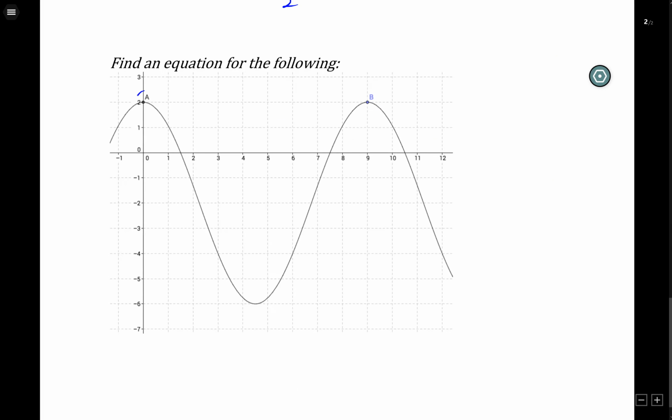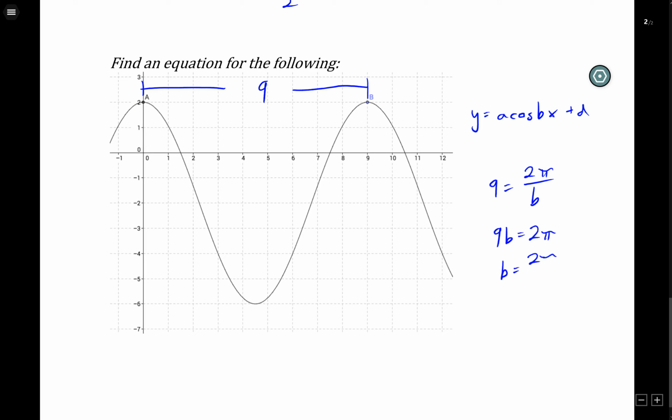All right, one last equation. This one is definitely a cosine. Why? Because it starts and ends at the top. So y equals A cosine bx plus d. All right. Cosine, I like to start with the period. I don't know, maybe I'm strange for doing that, but it just seems easier. The period's nice and obvious. Okay, looks like the period is 9 here. And so 9 is equal to 2 pi over b. We'll multiply b. We'll divide by 9. So b equals 2 pi over 9. All right, so that's my b, 2 pi over 9.